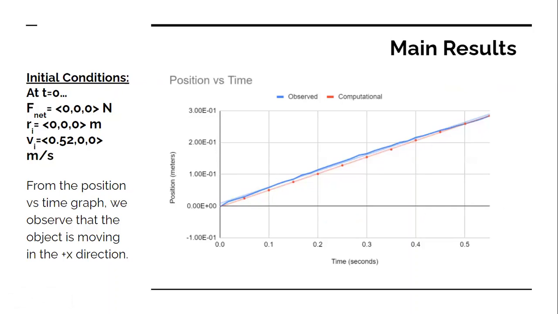From our procedural video, that's what we'll call it, we got the initial conditions: when t equals 0, the net force is 0 all the way through. The initial position starts at the origin, and the initial velocity is 0.52 meters per second. From the position and time graph, with the observed data represented in blue and our computational data in red, we see that it shows a positive relationship and that the object is moving in the positive x direction.